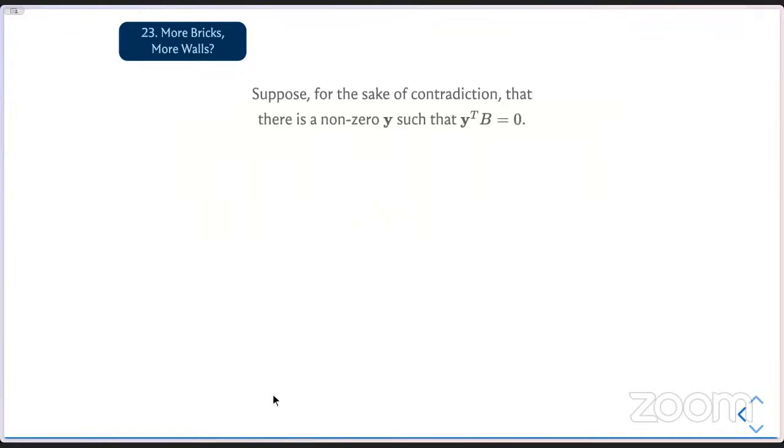Okay, all right, so we're going to prove this by contradiction, trying to find a non-zero vector y such that y transpose B is 0, where the matrix acts on y from the other side. So is it clear how many entries y should have? B has n choose k rows and n choose L columns.